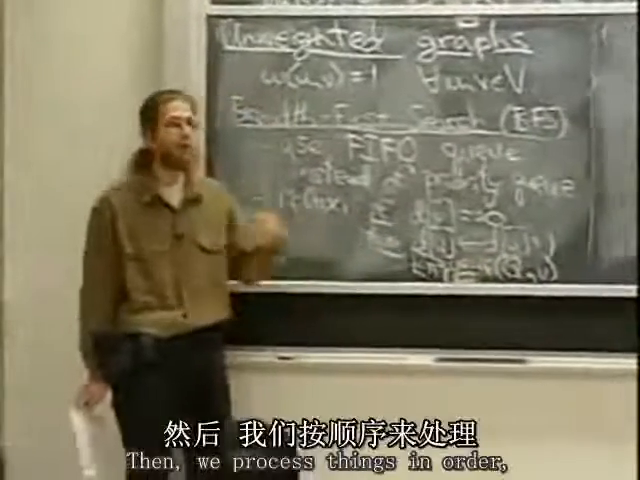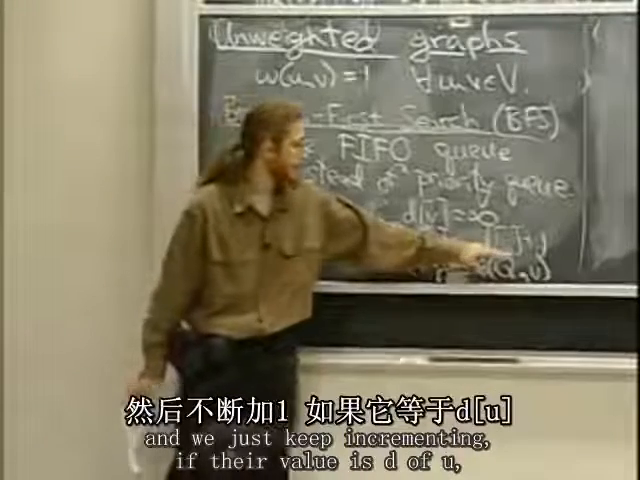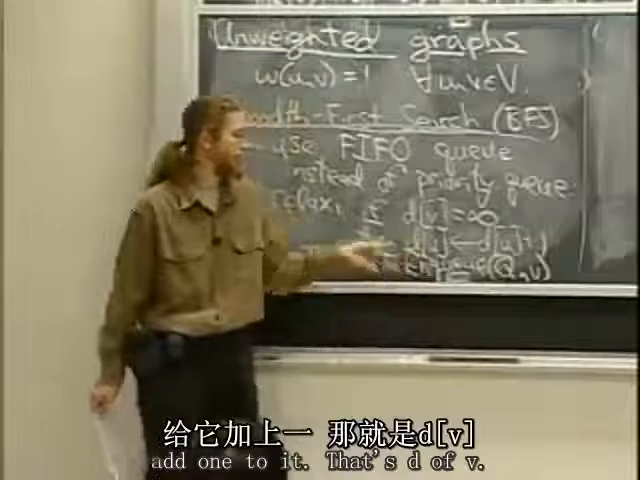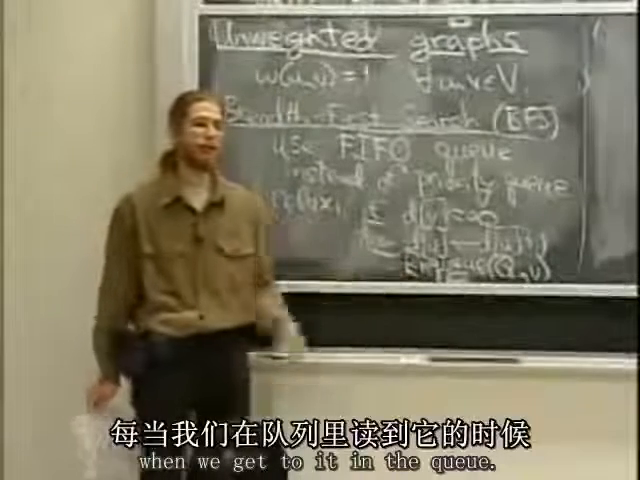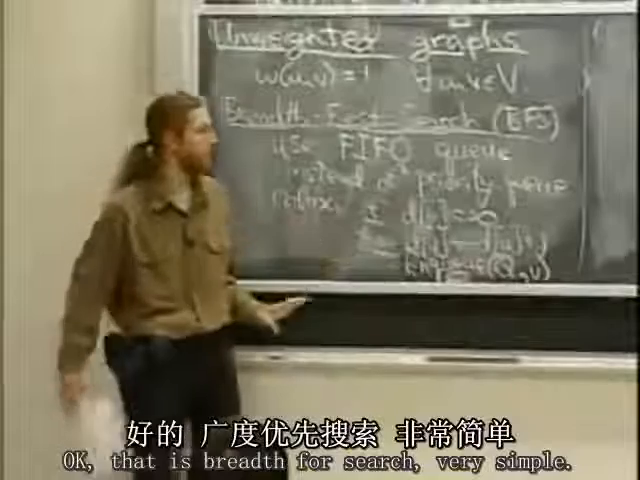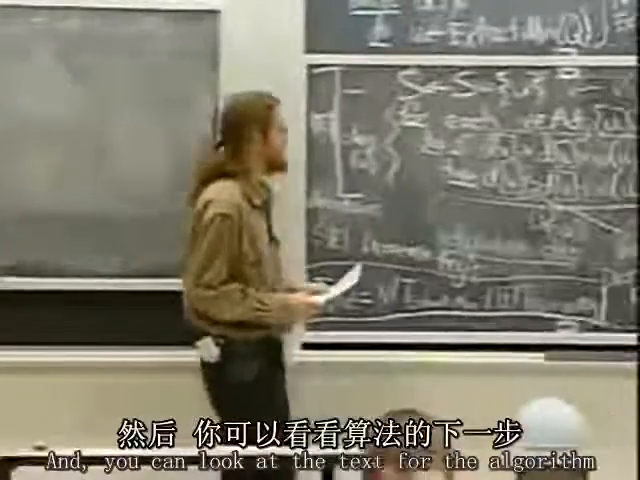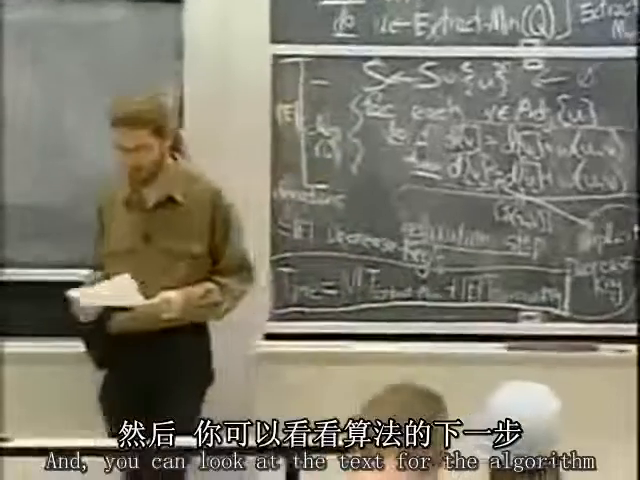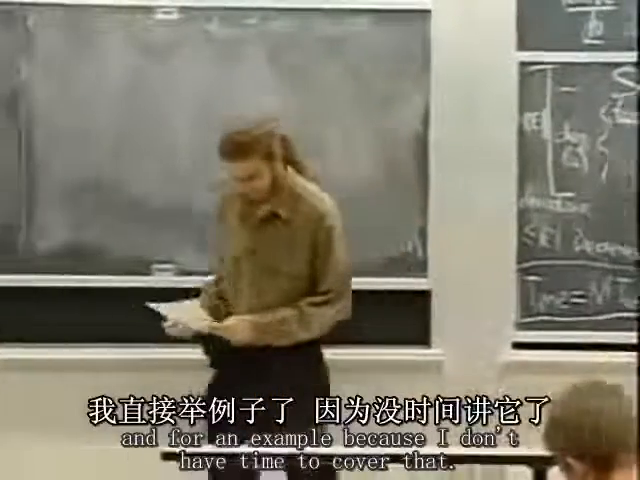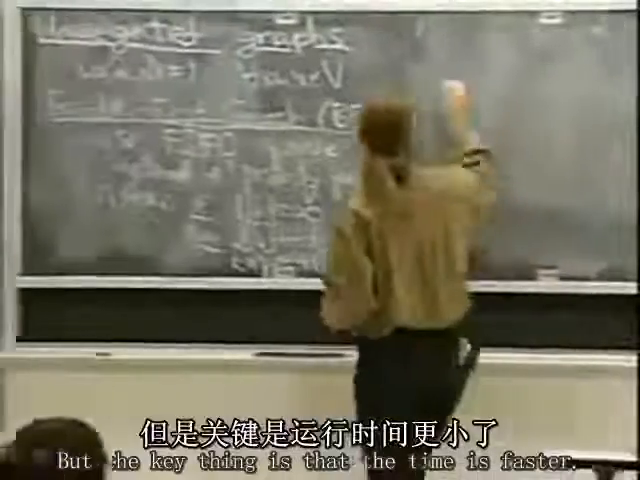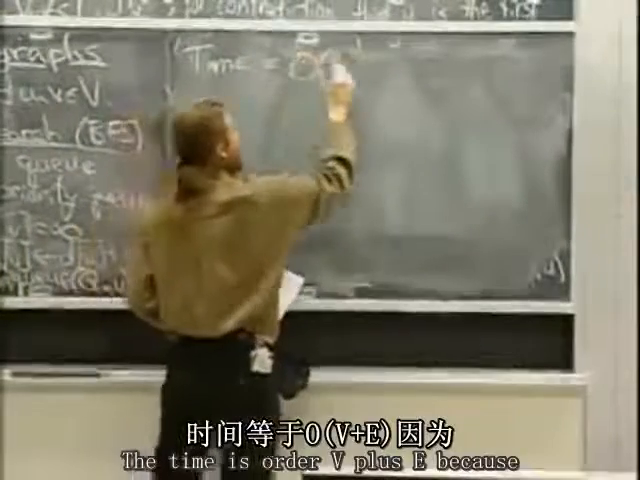Then we process things in order, and we just keep incrementing: if their value is d of u, add 1 to it, that's d of v. And then we're going to add v to the queue when we get to it. Okay, that is breadth first search, very simple. And you can look in the text for the algorithm and for an example, because I don't have time to cover that. But the key thing is that the time is faster. The time is order v plus e.